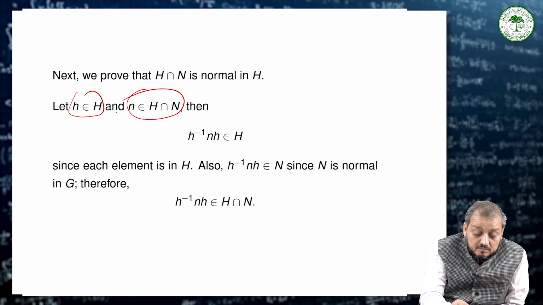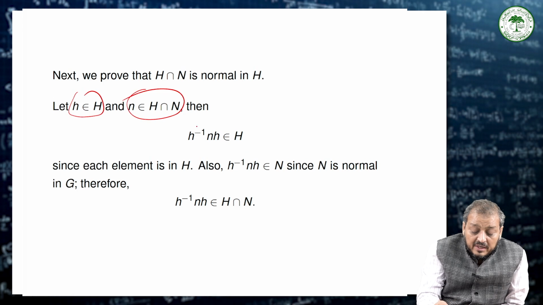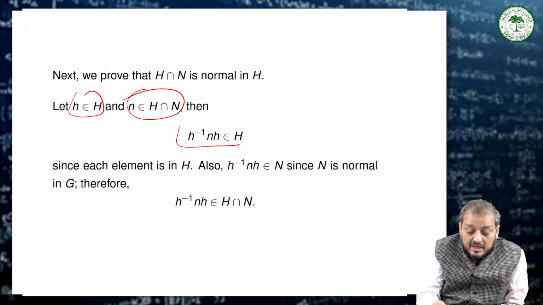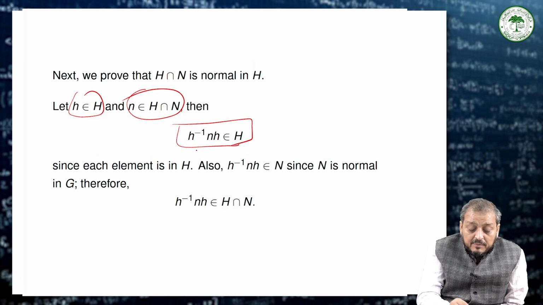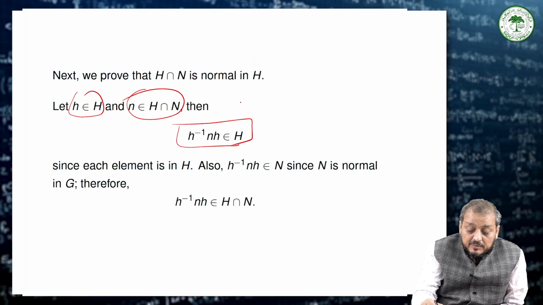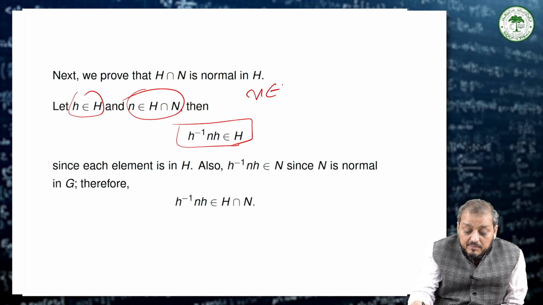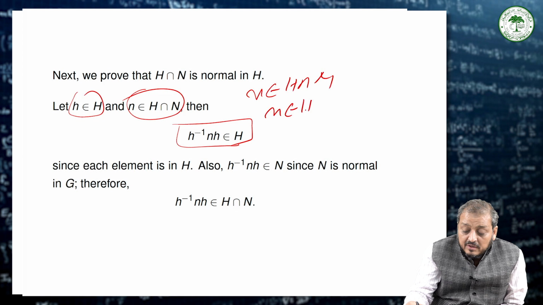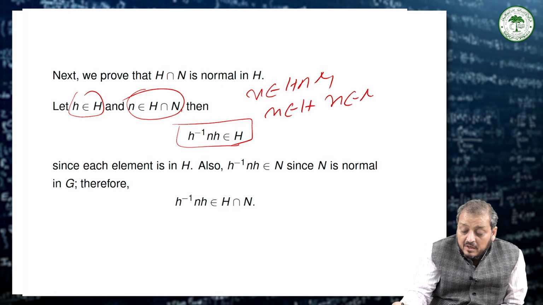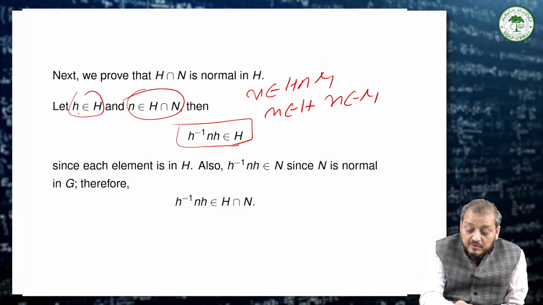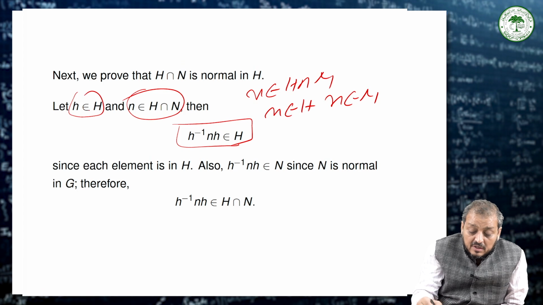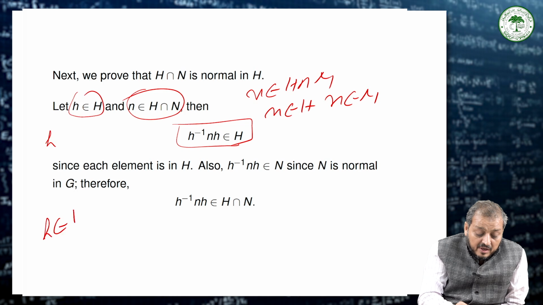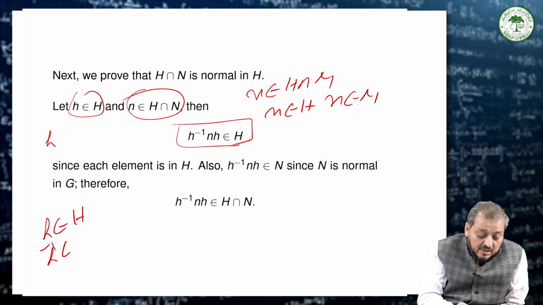Then h inverse n h is an element of H. We know h is an element of H, and this implies that n is an element of H intersection N, then n is an element of H, and n is an element of N, and now h is an element of H. So if we have h is an element of H, then h inverse is also an element of H.